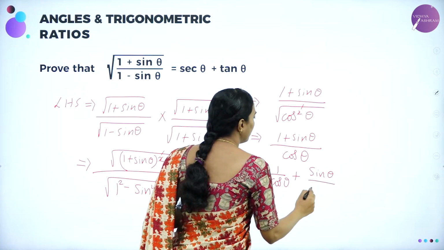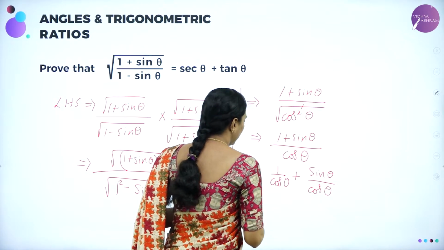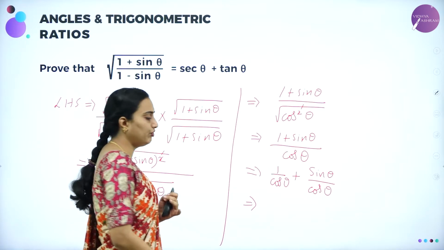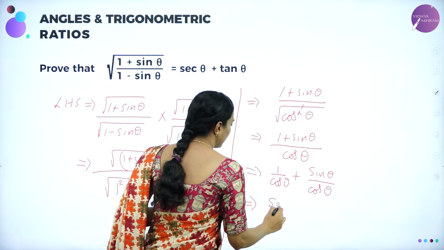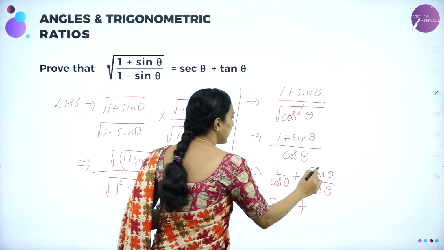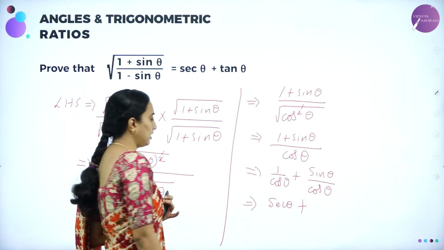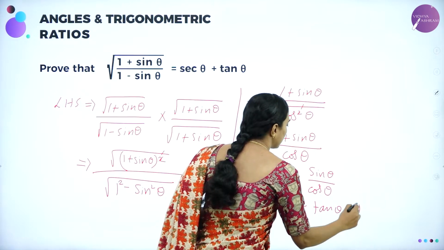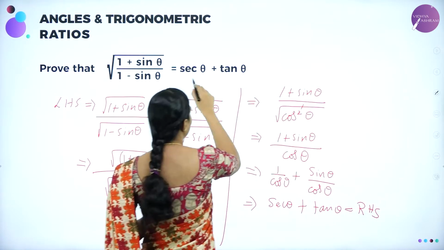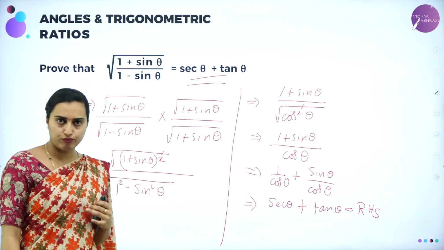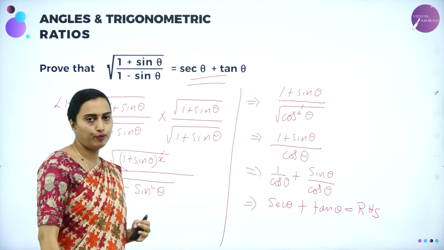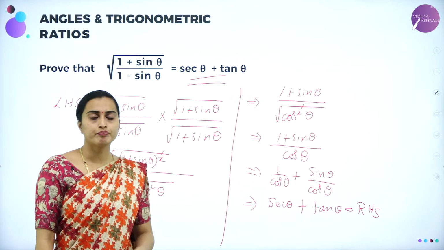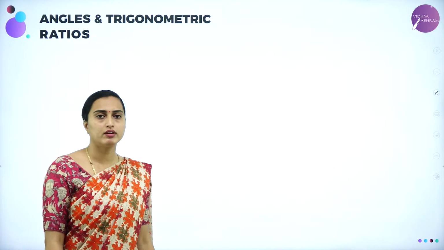See the right hand side, what they have given. Now, 1 over cos theta, reciprocal of cos is secant theta. Secant theta plus sin by cos is nothing but tan theta. So, secant theta plus tan theta, which is your RHS. That is your right hand side proof. I hope you got this procedure. We'll move on to the next one.